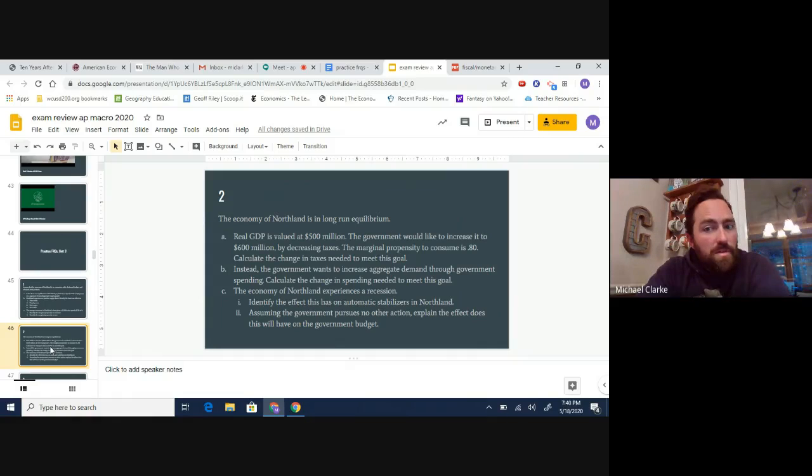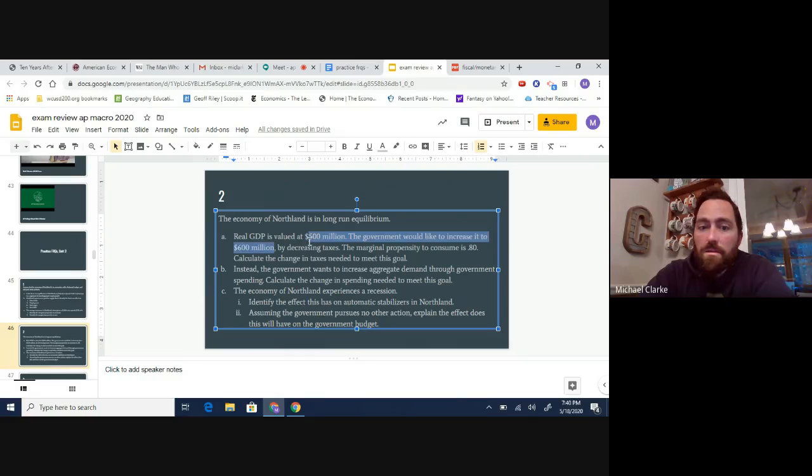So that's a big giveaway right there. Right there when reading that, we should know, all right, I'm going to have to find the difference between these two numbers. And the government wants to get to that 600 million. They want to do that by decreasing taxes. MPC is 0.8.